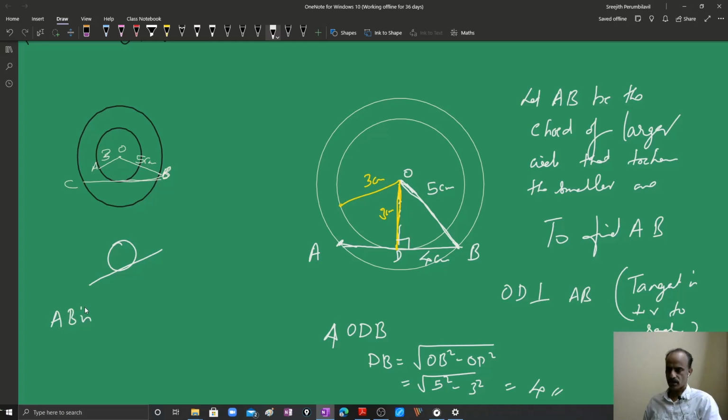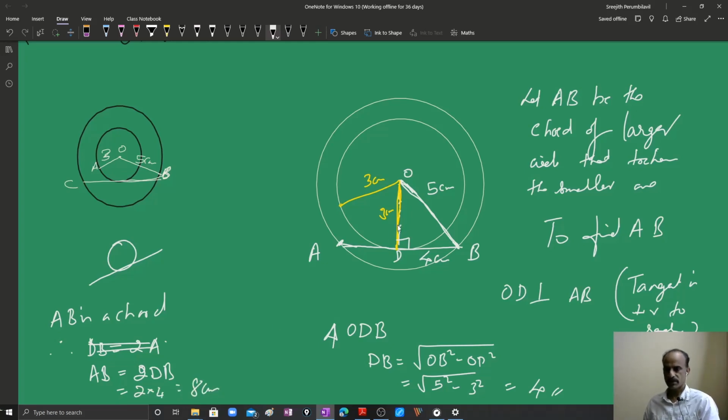AB is a chord. It's tangent to the smaller circle, but it's a chord of the larger circle. Therefore, the perpendicular from the center to the chord bisects the chord. DB is half of AB. Sorry, AB is equal to 2 times DB. That is equal to 2 into 4. That is equal to 8 centimeters.